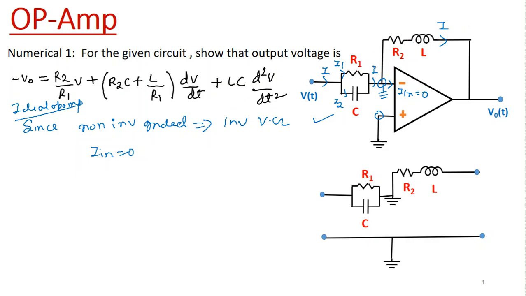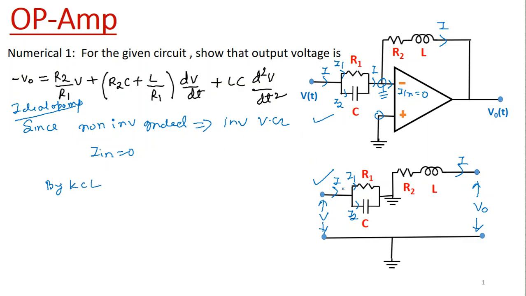So this circuit can be drawn in simplified form like this. We are omitting the operational amplifier here, so we get this type of circuit diagram. Here the current will be I, this is I1, this is I2 and again this current will be I only. The input voltage is V, which is a function of time, and this is the output voltage V0, which is also a function of time. To find the equation of output voltage, we apply Kirchhoff's current law, KCL.